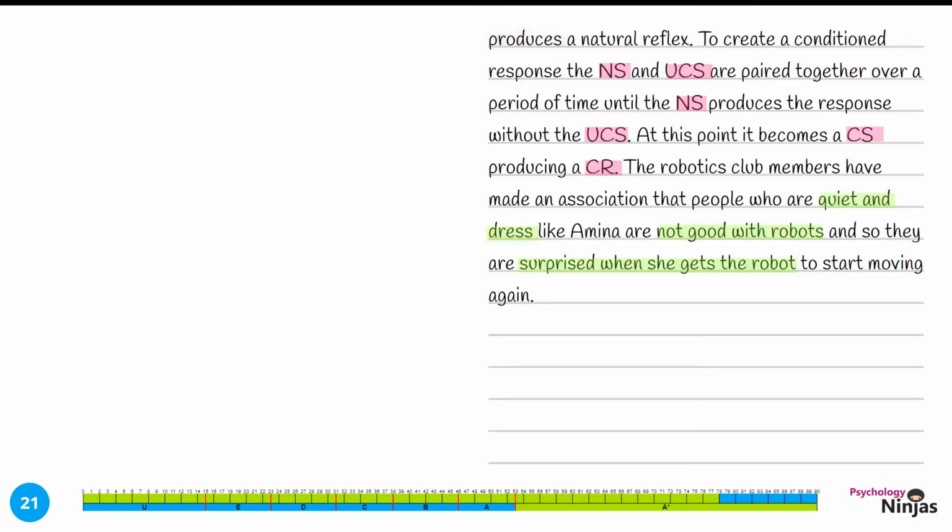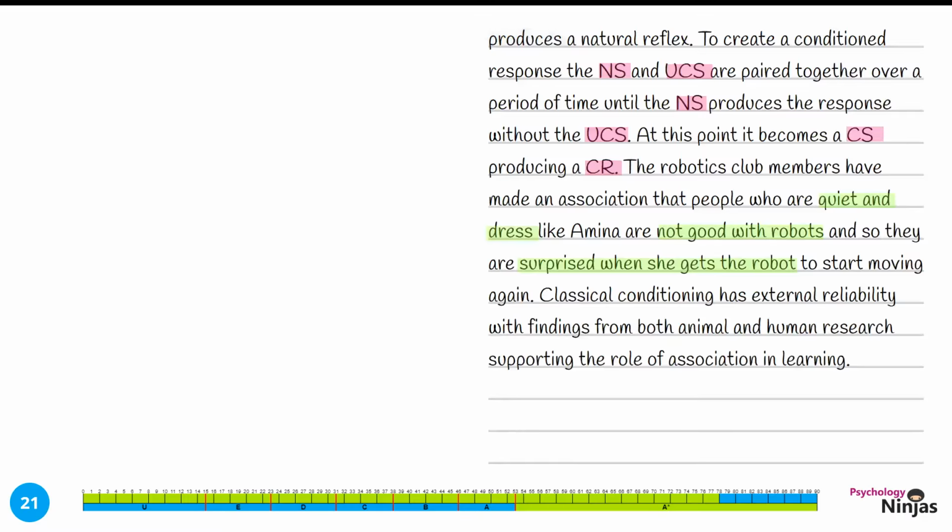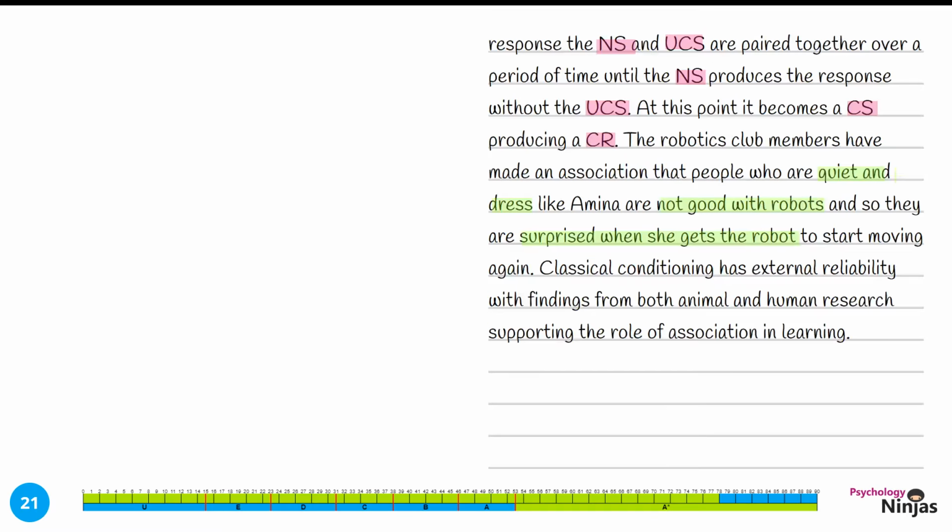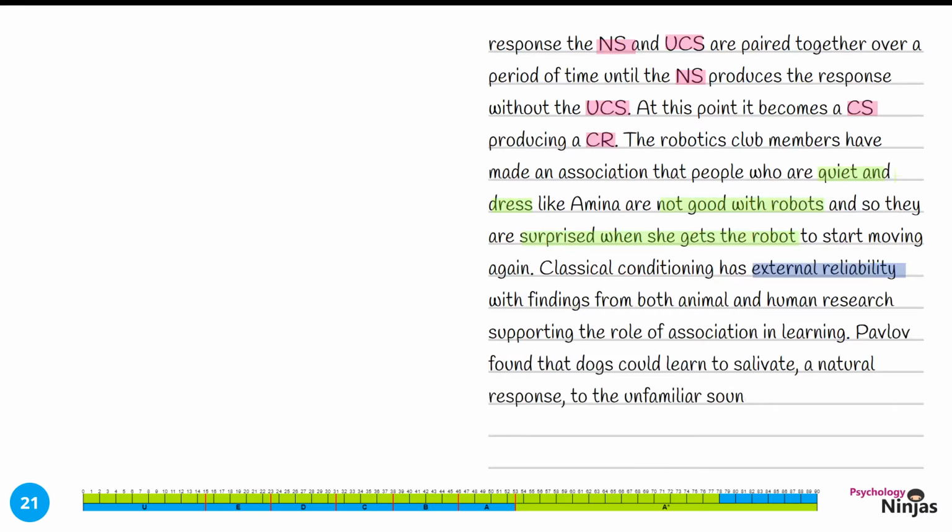And then we're going to evaluate. Classical conditioning has external reliability, with findings from both animal and human research supporting the role of association in learning. Where we're talking about external reliability, we're saying there's consistent findings. And then it's time to talk about some specific research in order to explain this evaluation point.